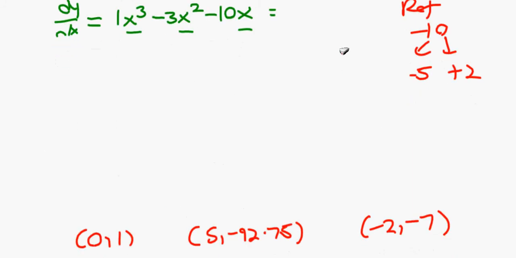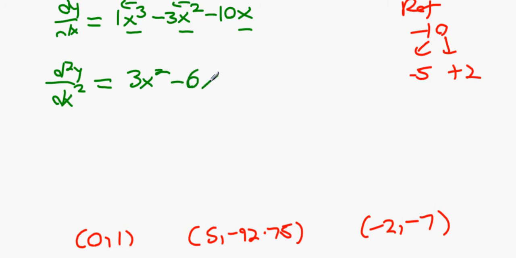So the second derivative, d2y/dx squared, is going to be: 3 to the front, we get 3x squared; 2 to the front, take away 1 from the power, it gives you minus 6x; bring 1 to the front, it's minus 10. Now, the first thing I'm going to do is test out all 3 x values.